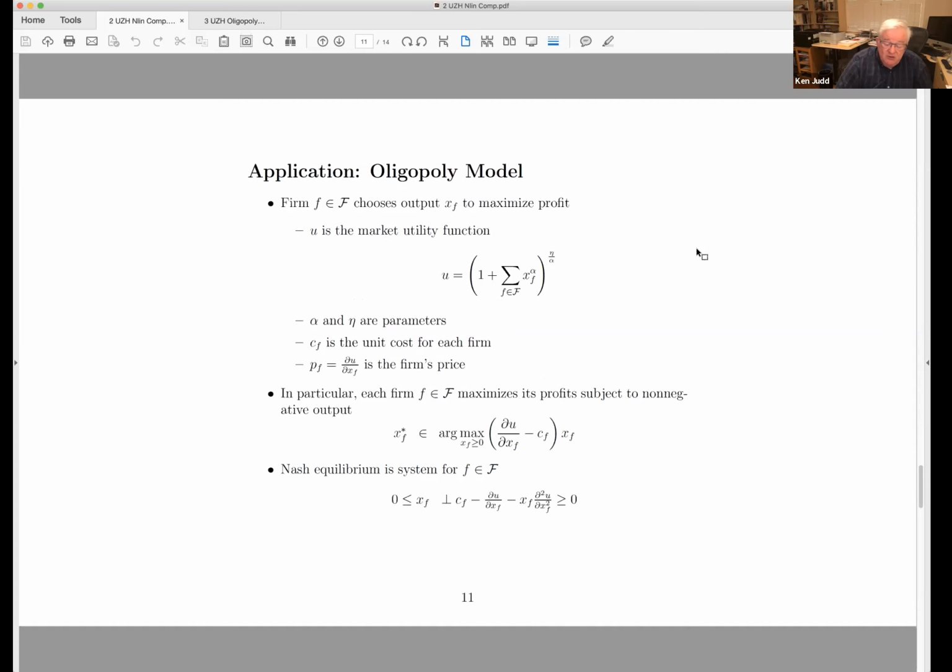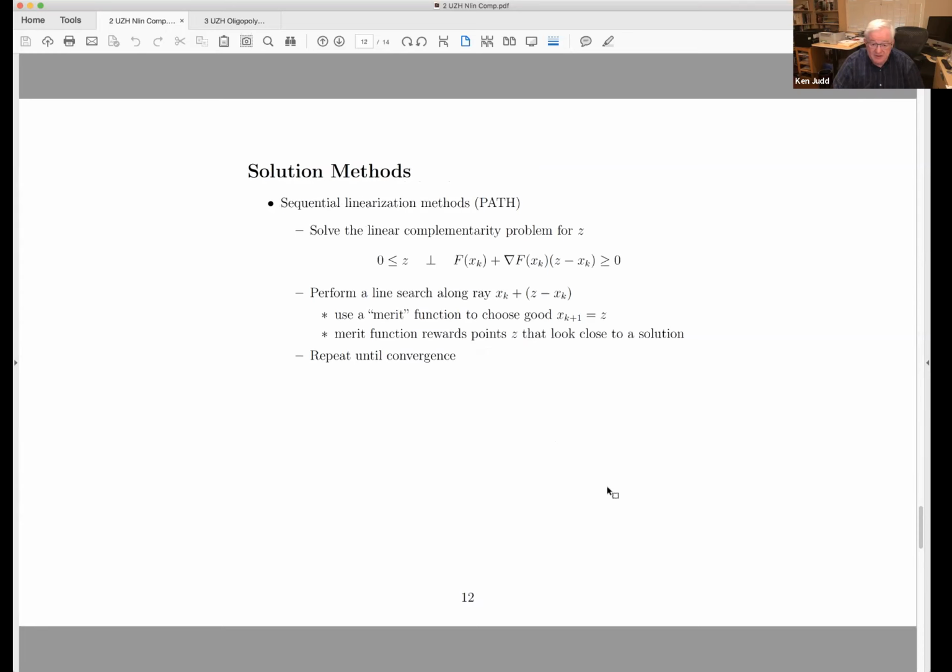Now, here's an oligopoly problem also. Let's say the market utility function is a summation of output, some CES kind of aggregator. And then each firm maximizes its profits subject to non-negative output. And so then the Nash equilibrium system is just denoted by this set of complementarity conditions. So now, how do you solve these things?